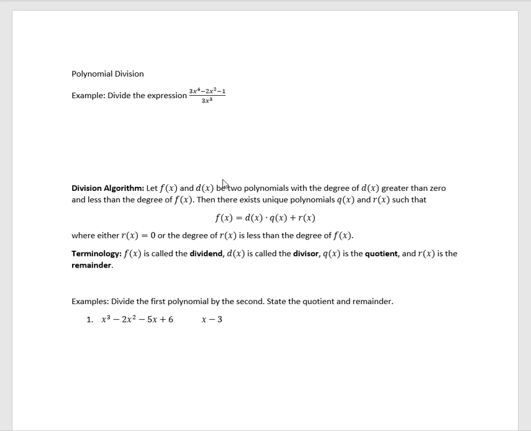So, let's talk about polynomial division. I didn't mean to sound so excited there, but you know, it's kind of cool. So let's start with a quick, simple example.